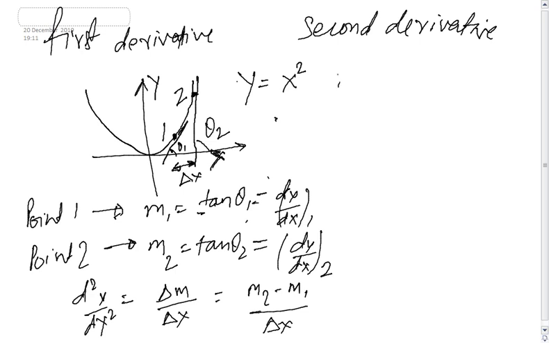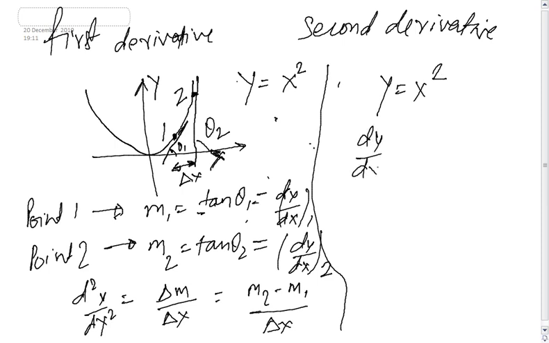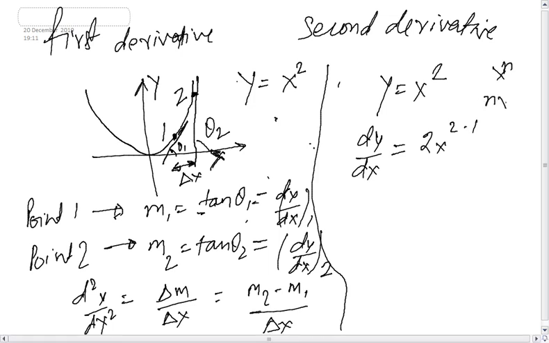Now mathematically, if we want to see what the second derivative is, we can start doing the calculation. Y is equal to x square. So dy by dx will be equal to 2x to the power 2 minus 1. As I told you, the derivative of x raised to the power n is n x to the power n minus 1. So 2 comes before and it becomes 2x.